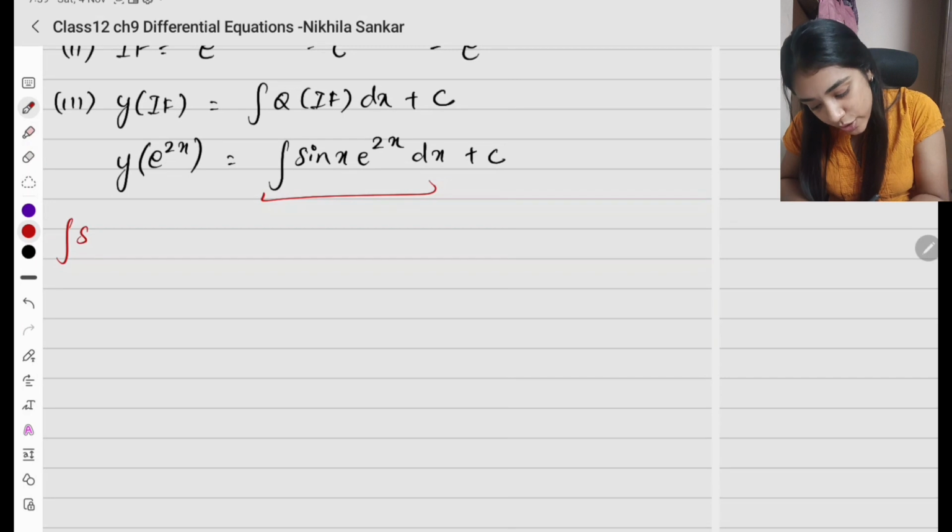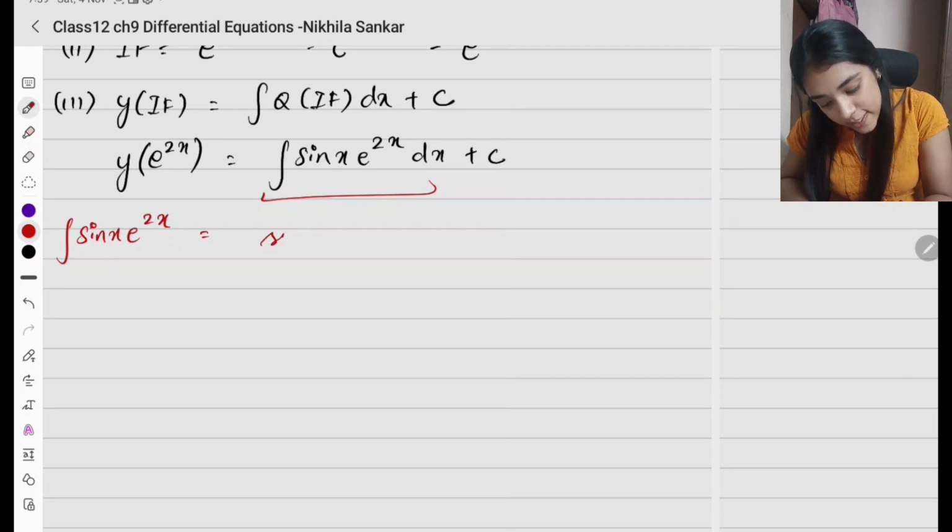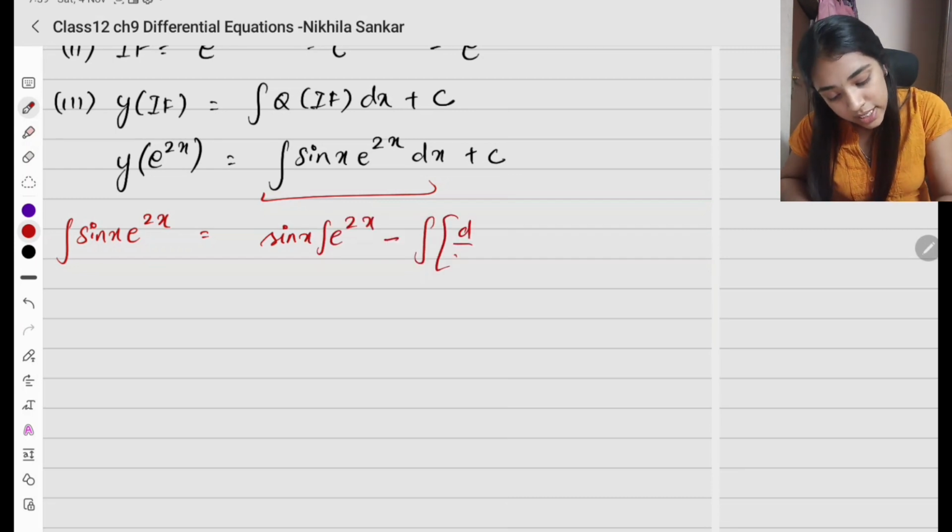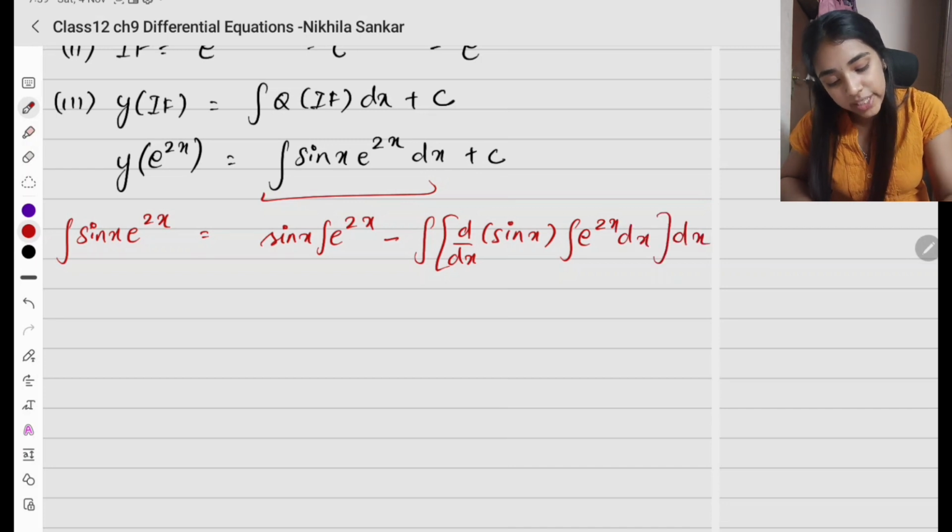So the integral is going to be sin x e to the power 2x equals sin x integral e to the power 2x minus integration of, open the bracket, derivative of the first term d by dx of sin x and integral of the second term dx, the whole integration of that.